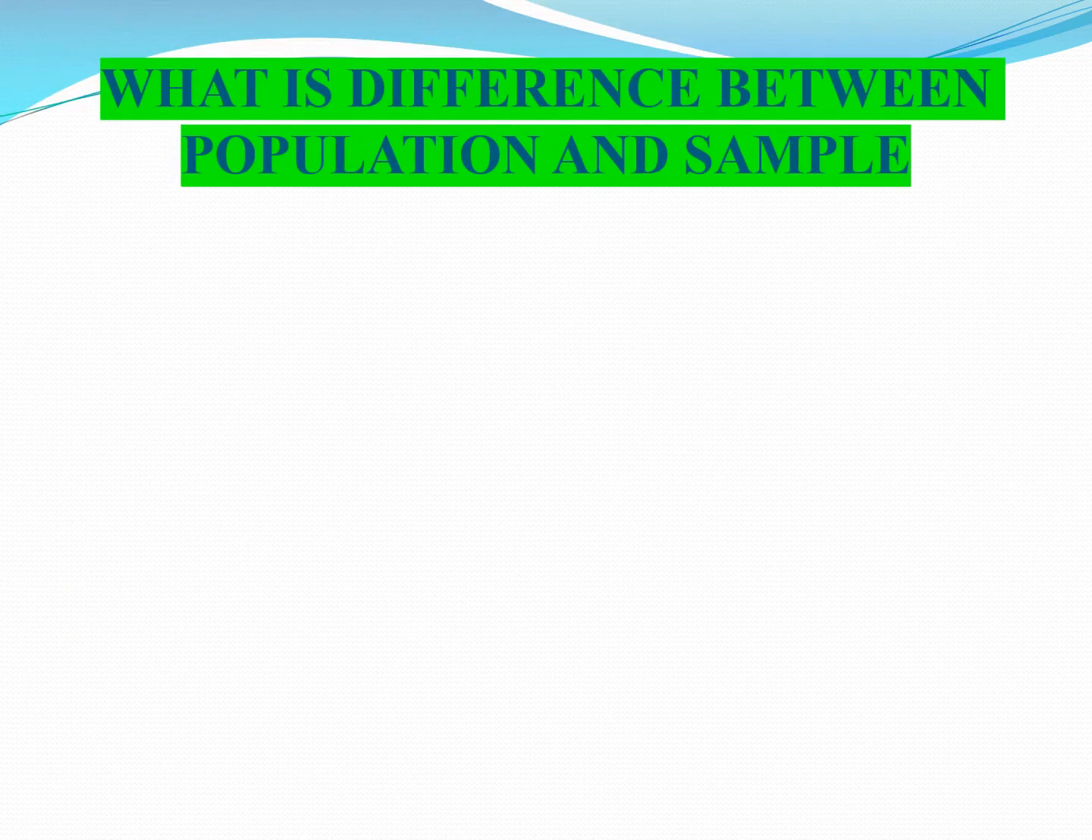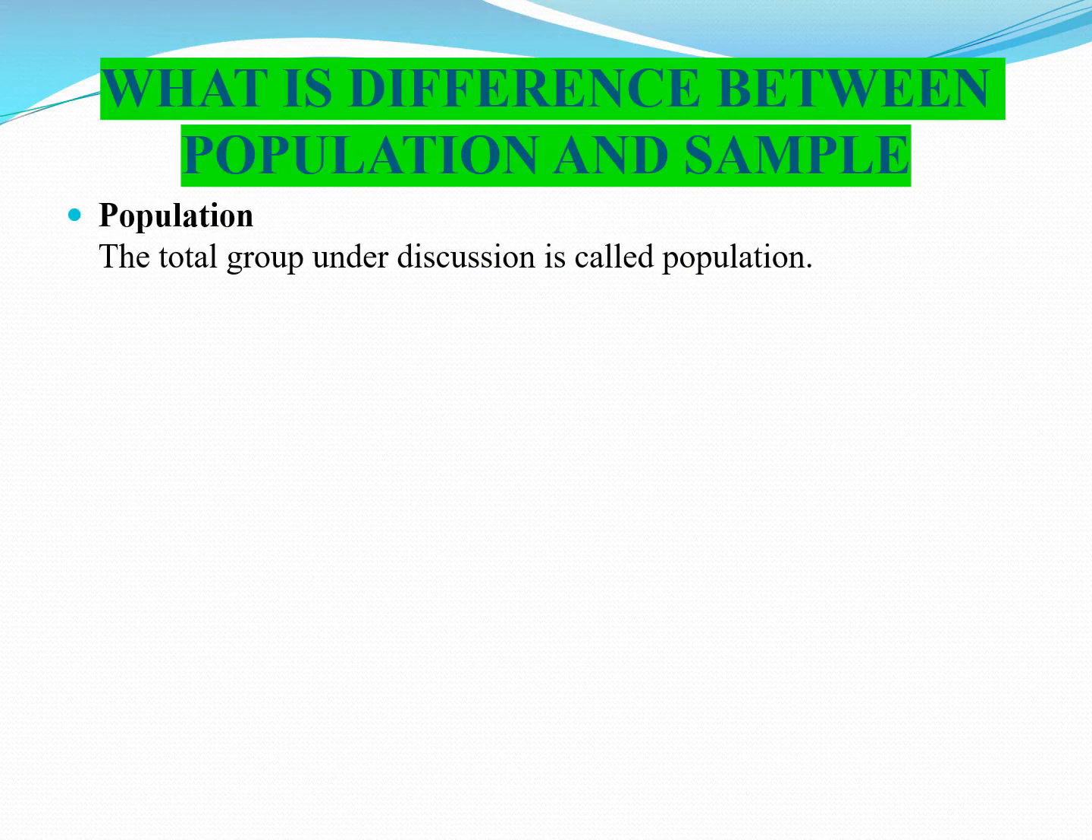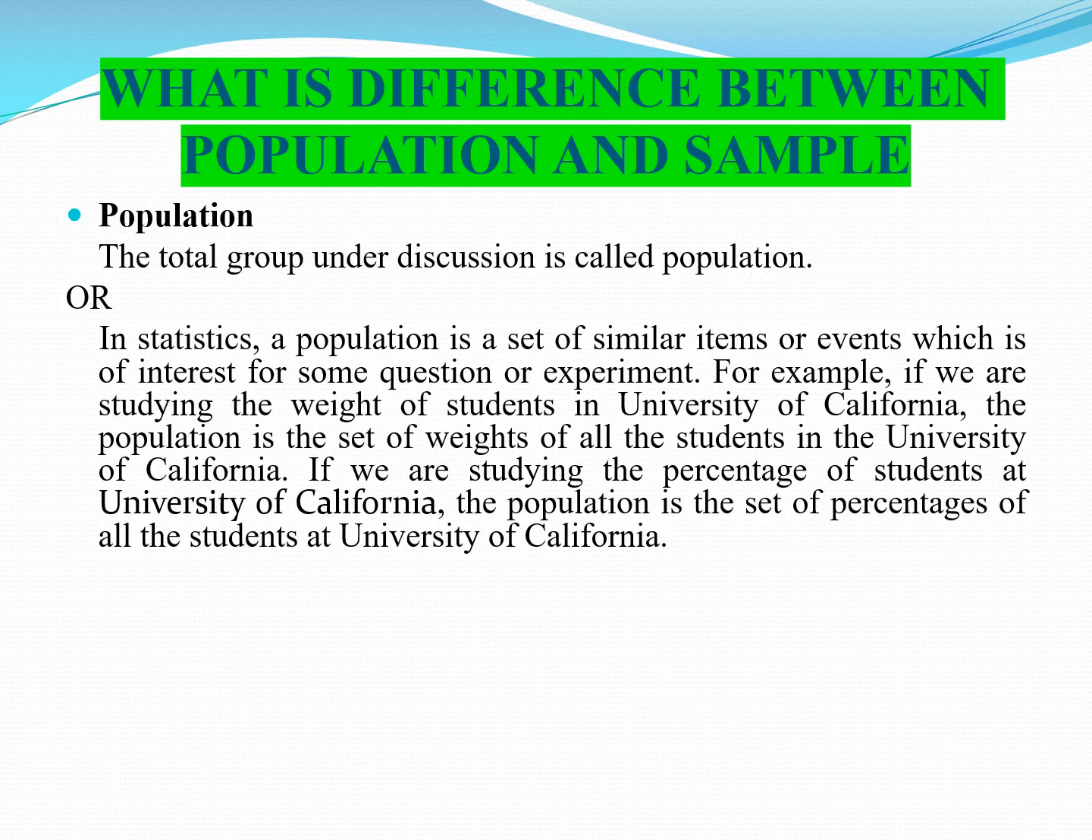What is the main difference between population and sample? Population: the total group under discussion is called population. Or, in statistics, a population is a set of similar items or events which is of interest for some question or experiment. For example, if we are studying the weight of students in the University of California, the population is the set of weights of all the students in the University of California.